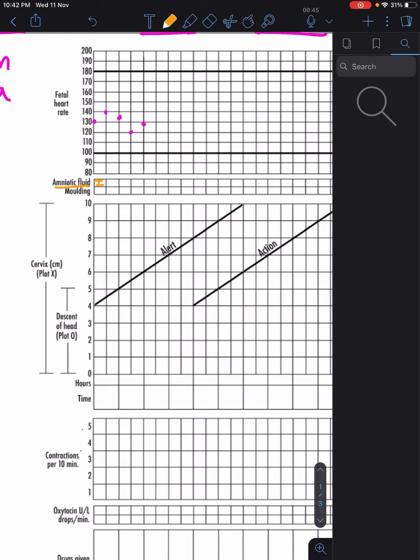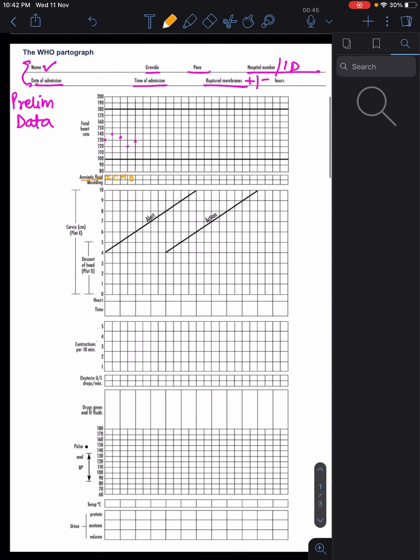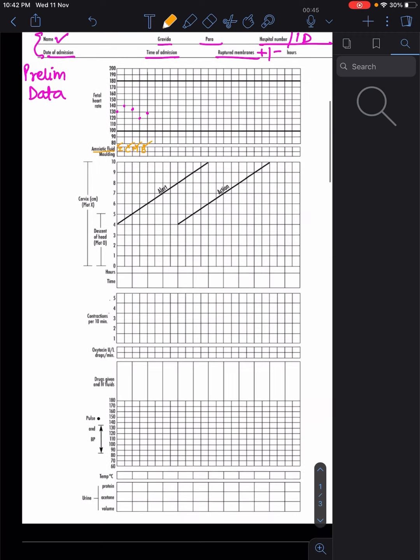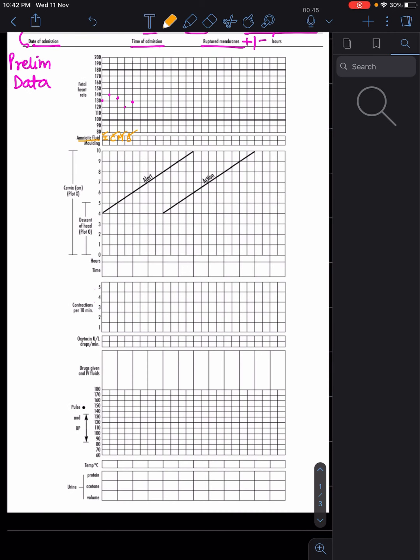If leaking has happened but the liquor is clear, you will write it as clear, that is C. If it is meconium stain having green, then it is M. And if it is blood stain, you'll write it as B. So this is how you'll write the amniotic fluid. It will either be intact or clear or meconium stained or blood stained. It has to be out of these, right? So you'll be plotting it according to that.